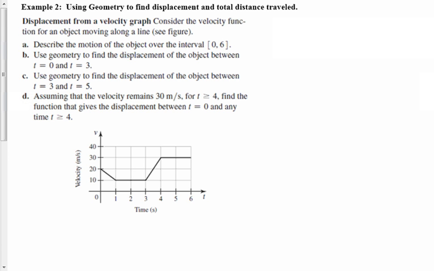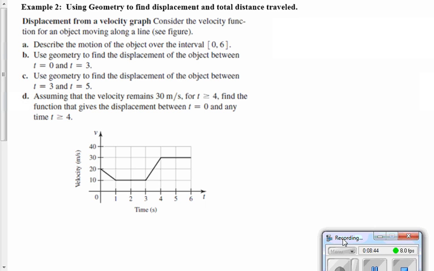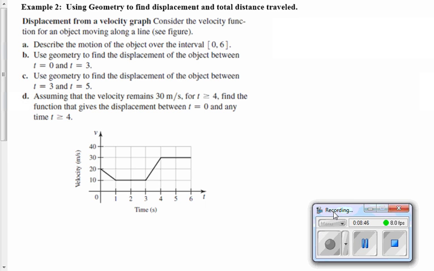Do you feel like you could describe the motion of the object over that interval from 0 to 6? Let's actually just take a minute, because this is probably the most challenging one of this bunch. So I just wanted to give you a minute to take a look at part A and how you describe that motion. All right, let's come back together and finish this up.